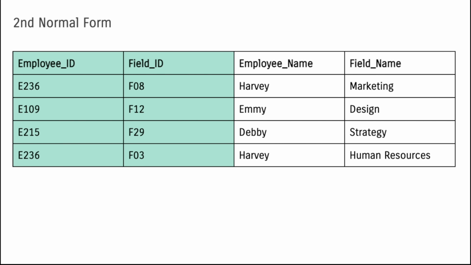Now with second normal form, we have a bigger problem, and that is partial dependence. Partial dependence occurs when we have a composite primary key, okay? So right here we have two primary keys. We have the employee ID and the field ID, which are both unique.